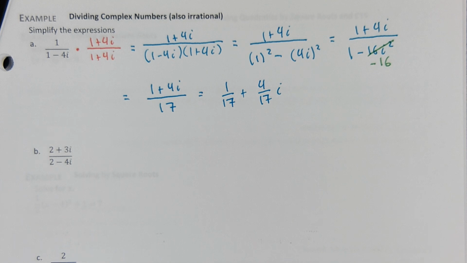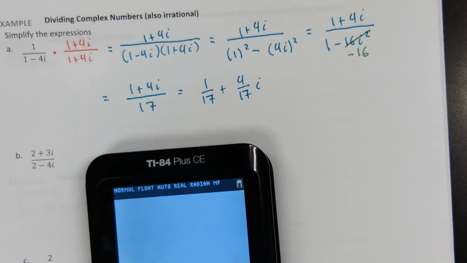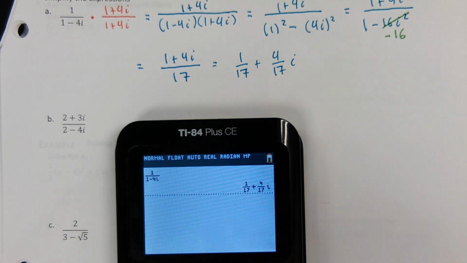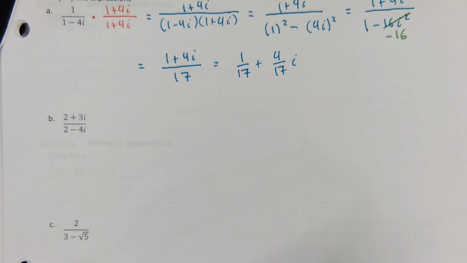grab my graphing calculator. Oh, cleared my RAM. Okay. So let's see. Stack fraction, 1 over 1 minus 4i is 1 over 17 plus 4 over 17 i. There you go. And you can't leave it proper like that? No, sir. It must be written like that. I know. But there's a reason why. You won't learn that reason this year, but you will next year in the next course.